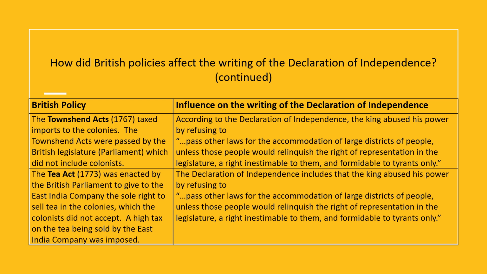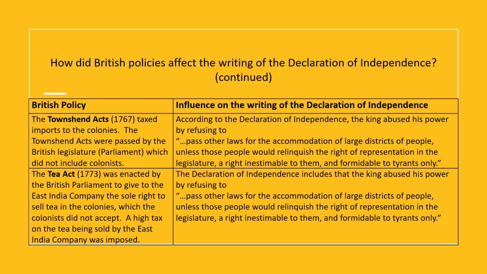Now, what about the tea tax? The tea tax was passed in 1773. And what the tea tax did was to give to the East India Company, which manufactured and distributed tea, the sole right to sell tea in the colonies, which the colonists did not accept. A high tax on the tea being sold by the East India Company was also imposed.